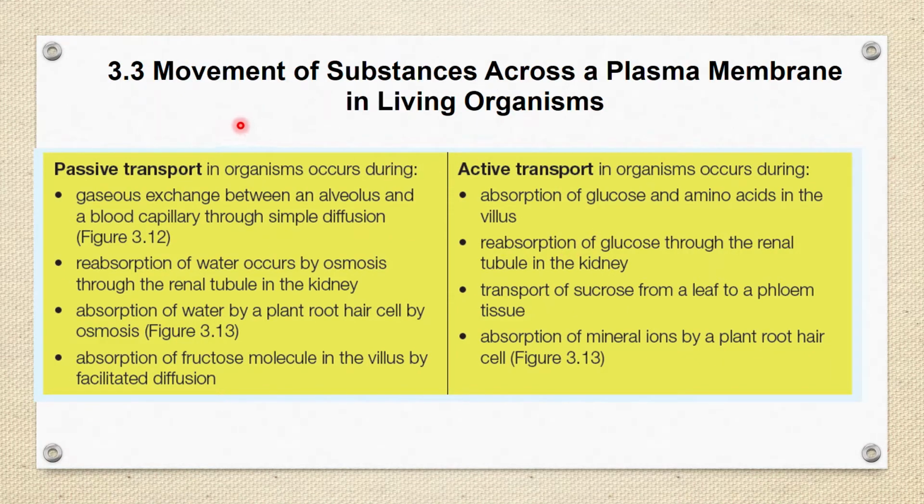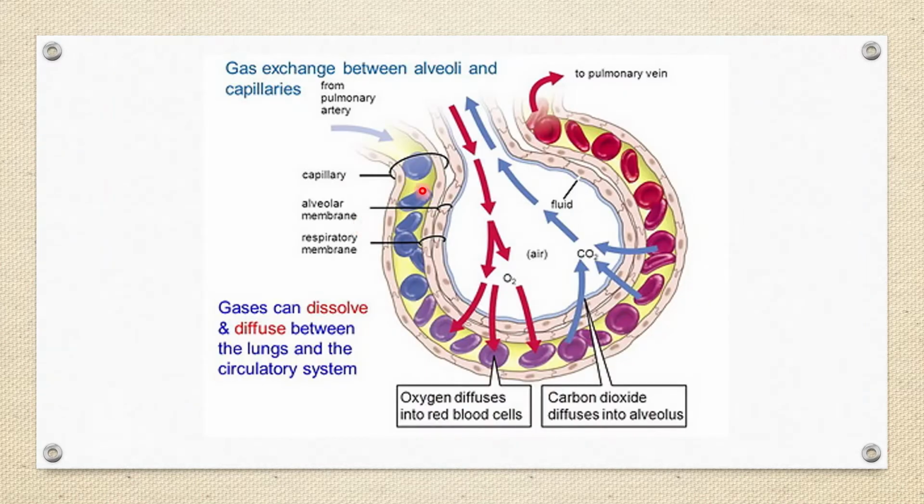In this video, we will be looking at the movement of substances across a plasma membrane in living organisms. So let's look at the examples given over here. Under passive transport, simple diffusion. Okay, so this is the alveolus and the surrounding blood capillary.